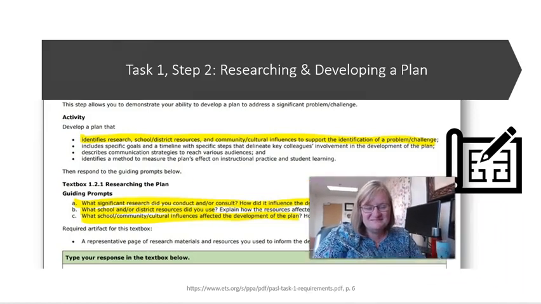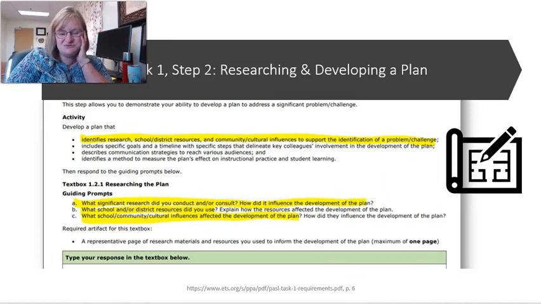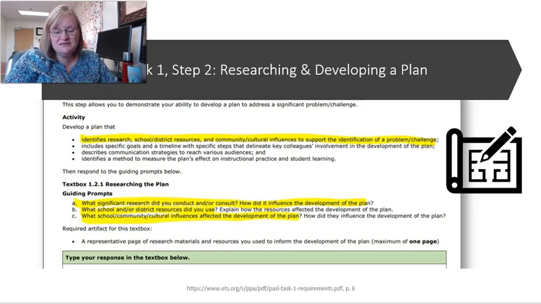Okay, so let's look at task 1, step 2, researching and developing the plan. This is what PASL asks you to do. They want you to identify research, school and district resources, community and cultural influences to support the identification of a problem and challenge. So basically you're going to be looking at 3 things, and it identifies it here down in the yellow. The significant research you conducted or consulted, the school and or district resources that you used when you did your homework, and what school, community, and cultural influences affected the development of the plan.